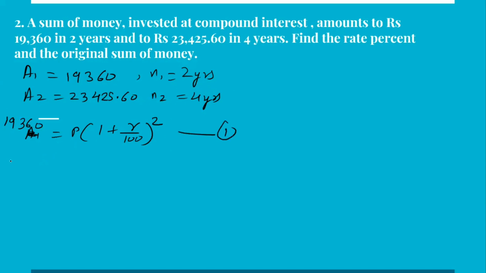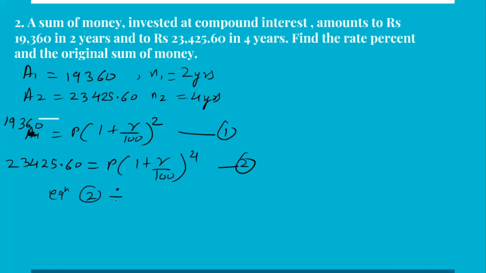Now the second amount, which is 23,425 rupees and 60 paisa, is equal to P(1 + R/100)^4, and let this be equation number 2. Now I want the equation in one variable, so I can eliminate this P. So for eliminating P, what we can do is divide equation 2 by equation 1.